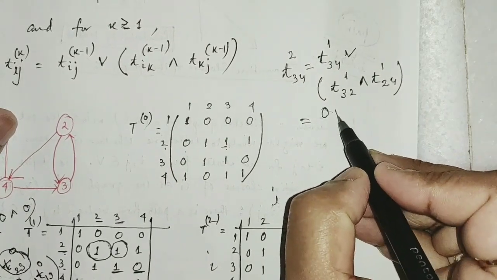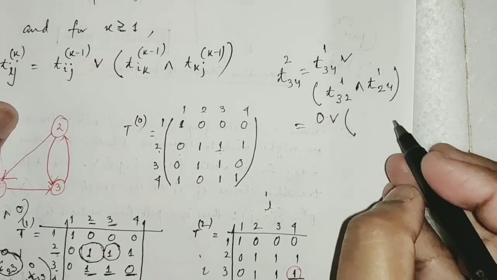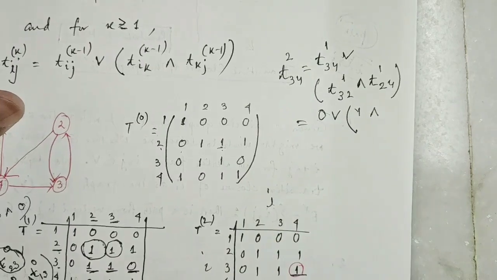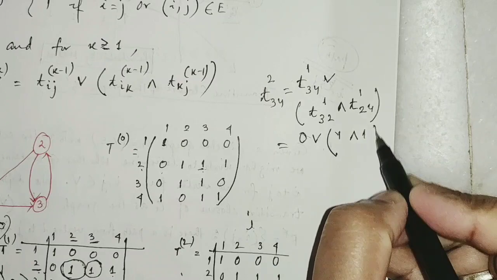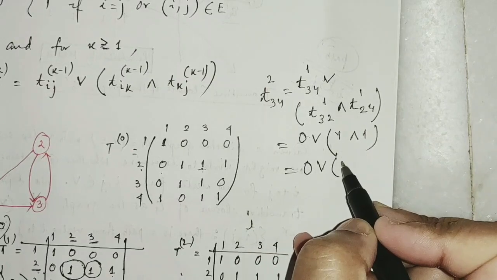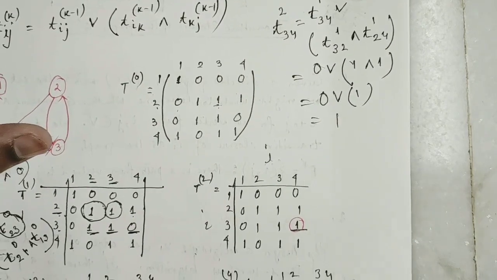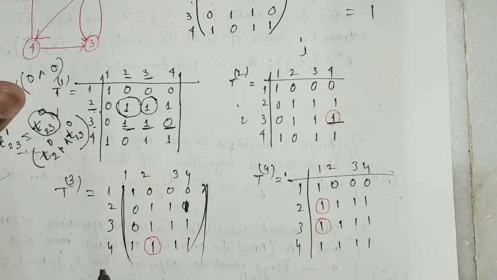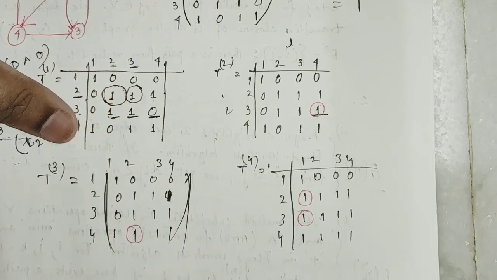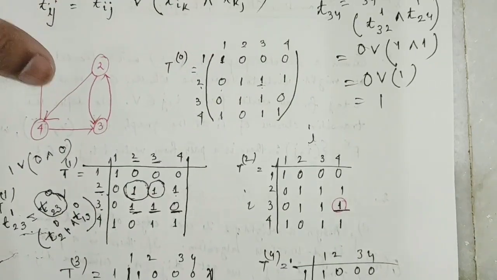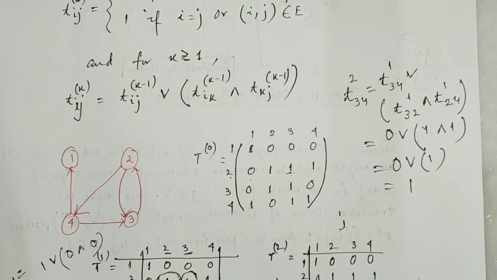Okay, 0 or T1 of 3, 2. T1 of 3, 2, it is 1, and T1 of 2, 4. T1 of 2, 4, it is also 1. So it is basically 0 or 1, and 1 is 1. So 0 or 1 means 1. So that's why you get the calculation here 1. So from T2 you can derive T3, and from T3 you can derive T4. So final T4 is the transitive closure of the graph G. Okay, so it is quite similar to the Floyd-Warshall's formula.